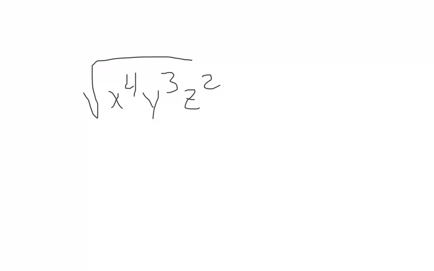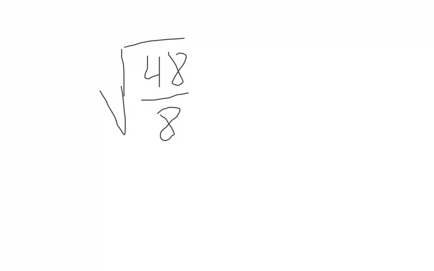For this second problem, when we have radical x to the fourth, y to the third, z to the second, we can break down radical x to the fourth to be x squared because it has two pairs. Y to the third only has one pair in it with one left over. So we're going to leave that in the radical over here. And z squared has one pair with nothing left over, so it'll just be z.